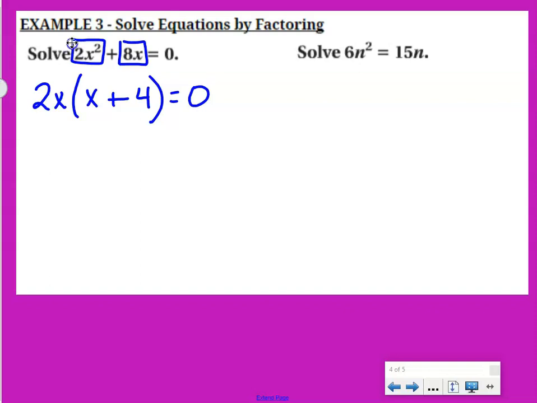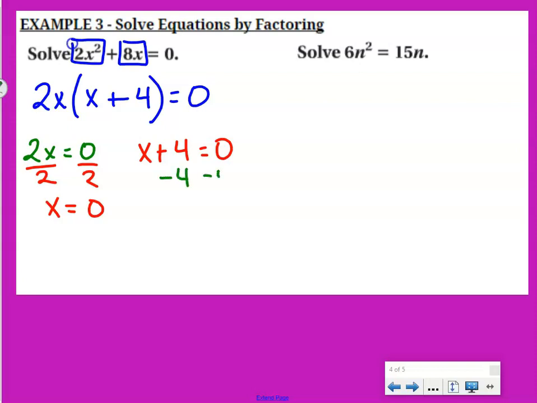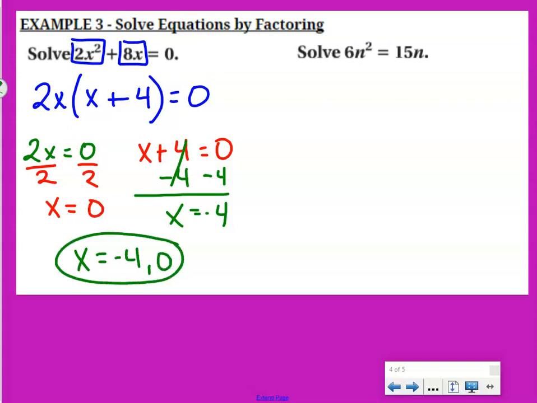Now that we're in factored form, we can use our zero product property. 2x equals 0 and x plus 4 equals 0. Solve the equations. Divide by 2 on both sides. We get x equals 0 divided by 2, which is 0. For this equation, subtract 4 on both sides. We get x equals negative 4. So our answers would be negative 4 and 0. Again, we write them from least to greatest.